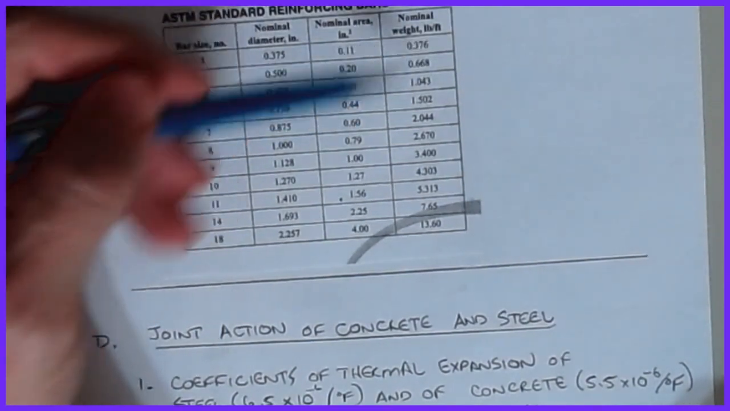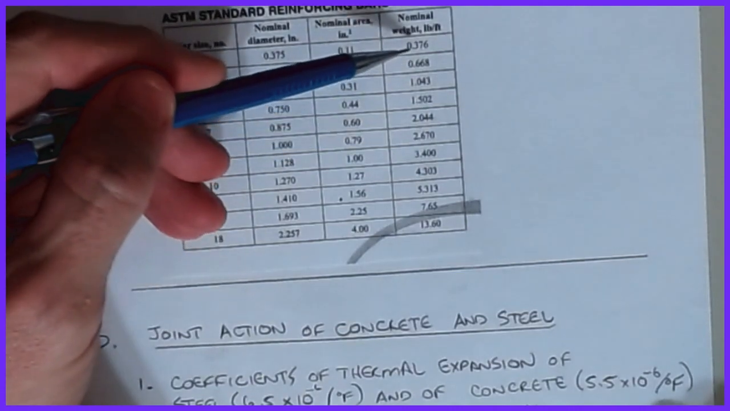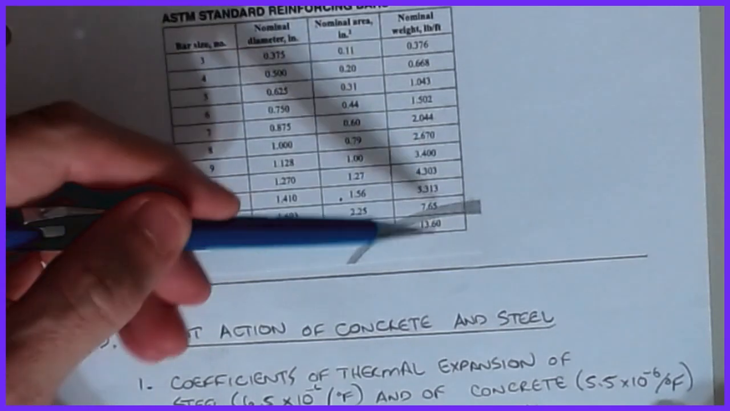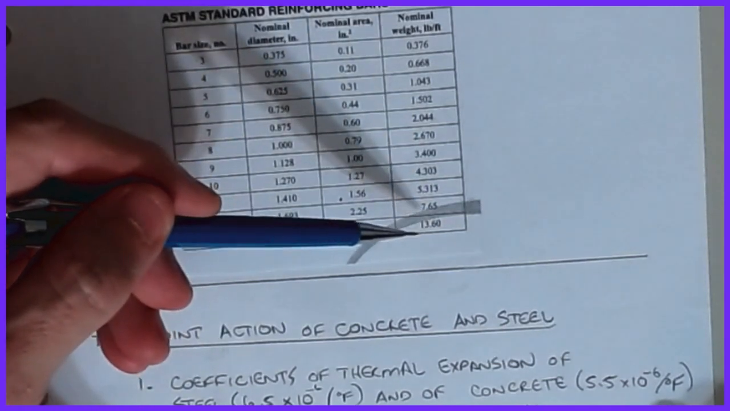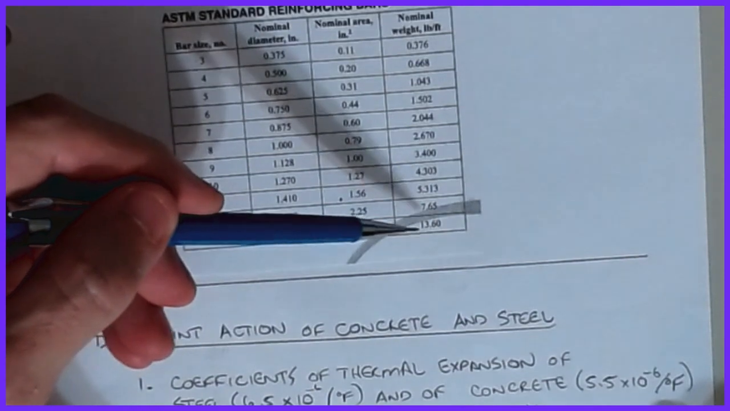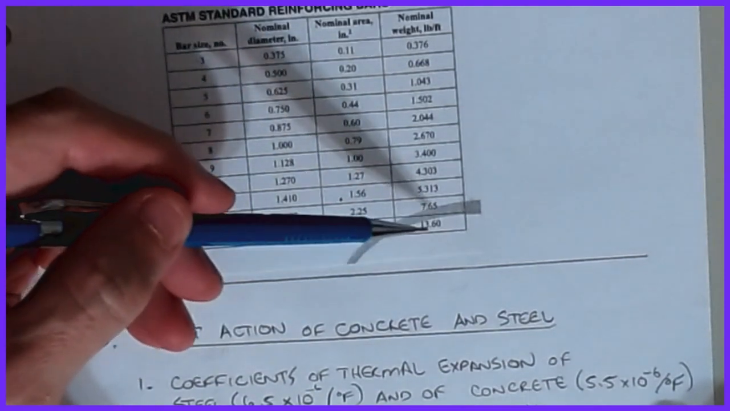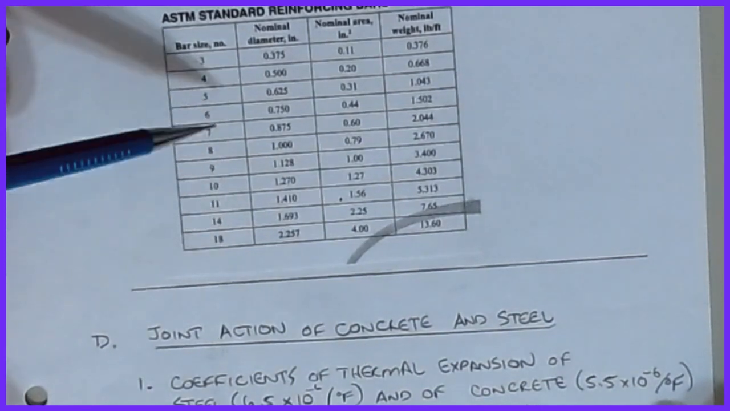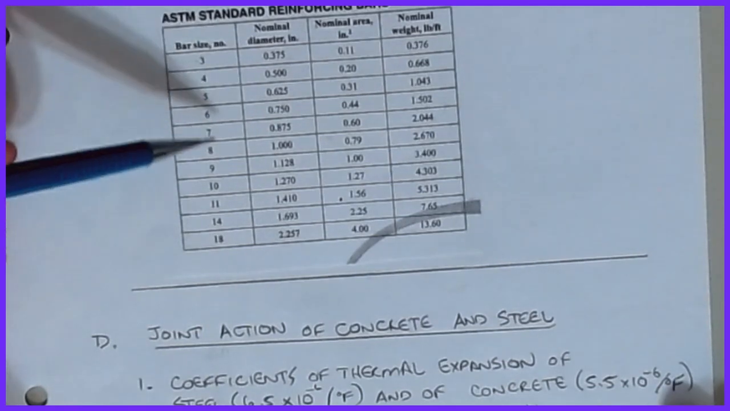Okay, and then of course we're always kind of worried about the weight of this thing. If you look, a number 3 bar weighs about 3/8 of a pound per foot of length. Take a look at this number 18 guy. That's 13 pounds for every foot. So if you've got a 20-foot long bar, that thing is like 260 pounds. Okay, it takes more than one person to place this bar. This is a problem.